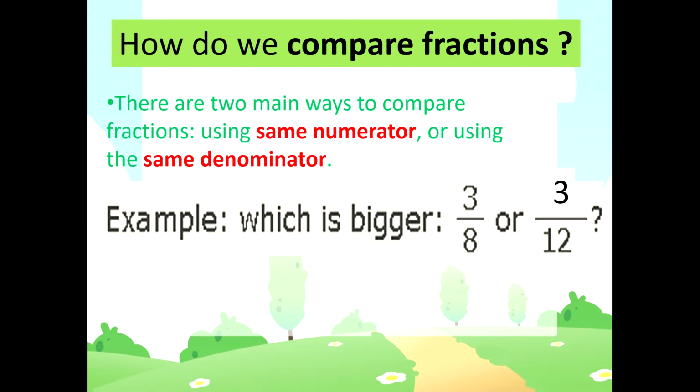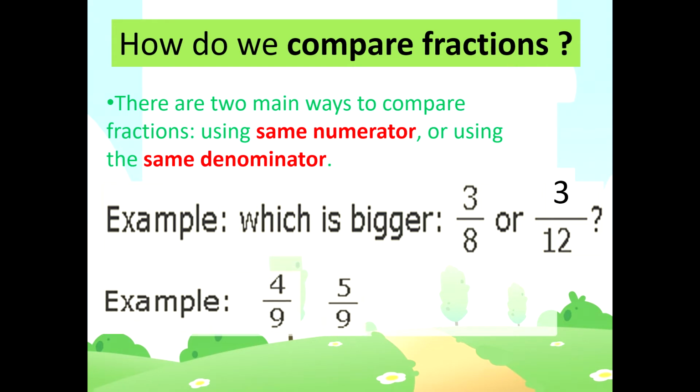So here we have 3/8 and 3/12, and I said that if they have the same numerator, then we have to compare the denominators, and the smaller denominator is the bigger fraction. So here 3/8 is greater than 3/12.